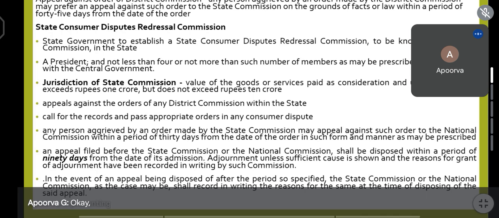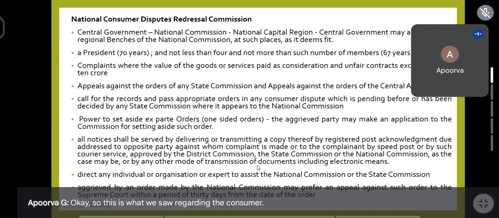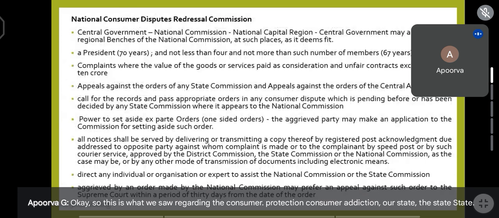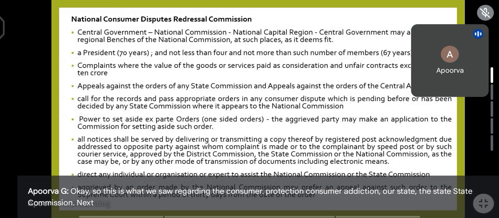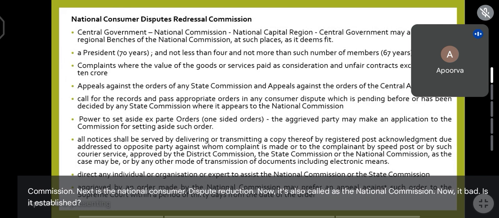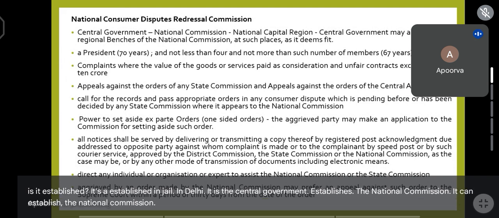Okay, so this is what we saw regarding the consumer protection, the state commission. Next is the National Consumer Dispute Redressal Commission. It is also called the National Commission. It is established in Delhi. The central government establishes the National Commission. It can establish the National Commission wherever they want.